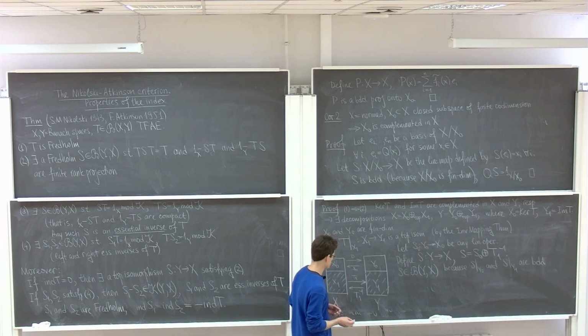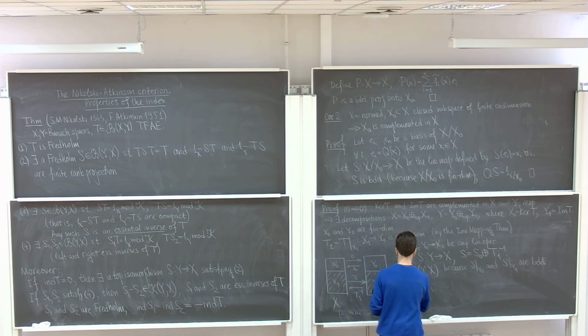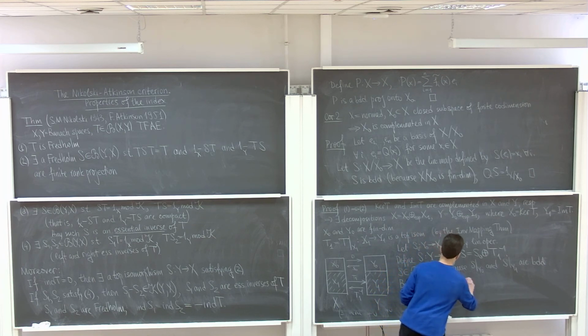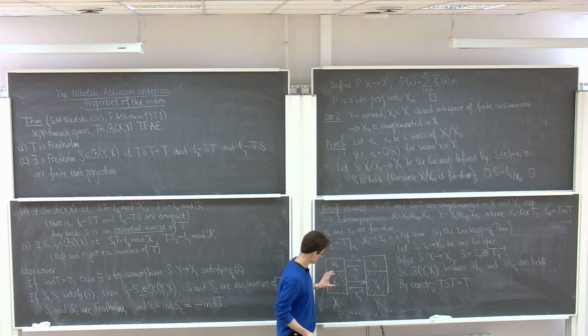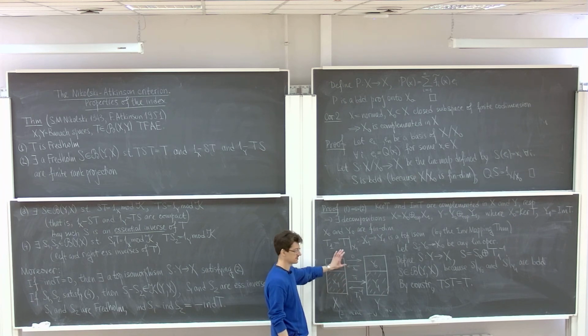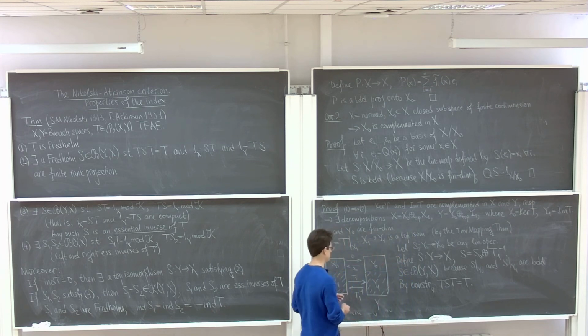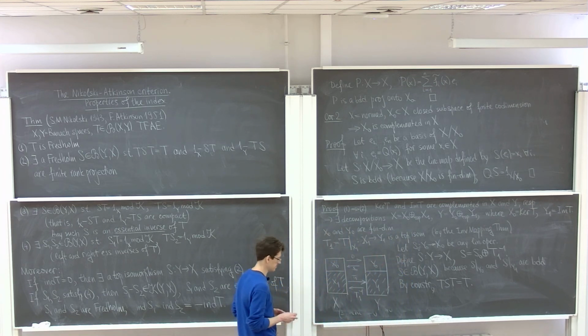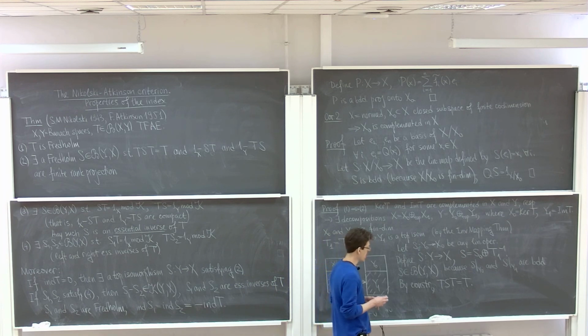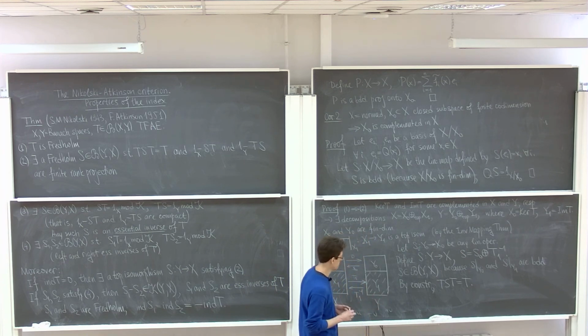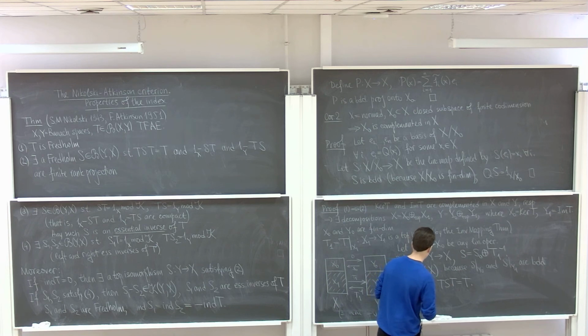And it's clear from the construction that TST equals T. So we first apply T, then S, and then T, then we get T. Because this is true on each of the summands. We have to show, first of all, that S is Fredholm, and that 1 minus TS and 1 minus ST are finite rank projections.